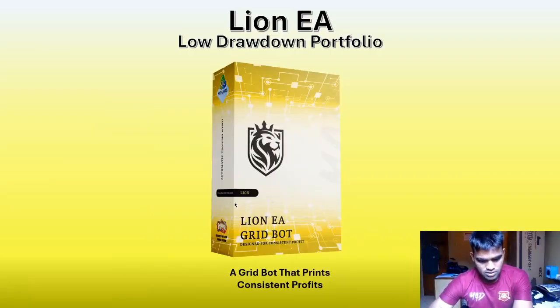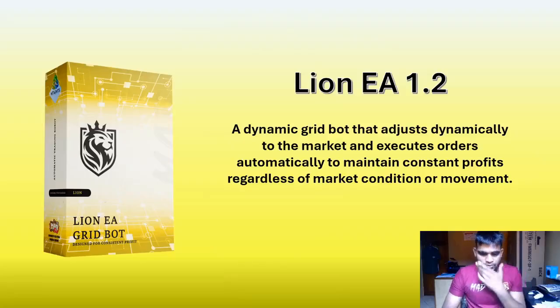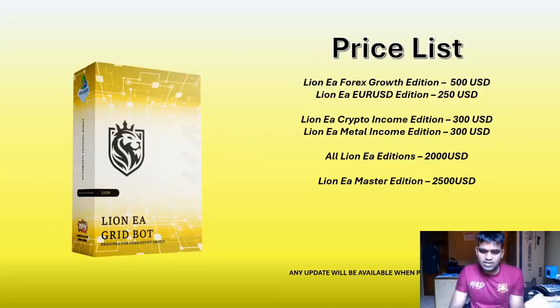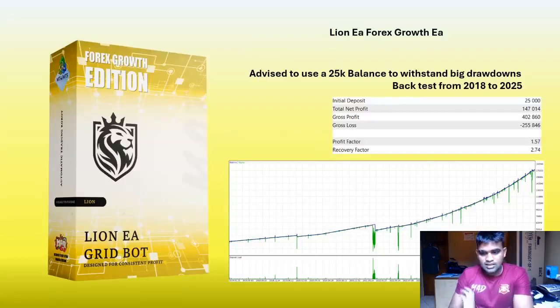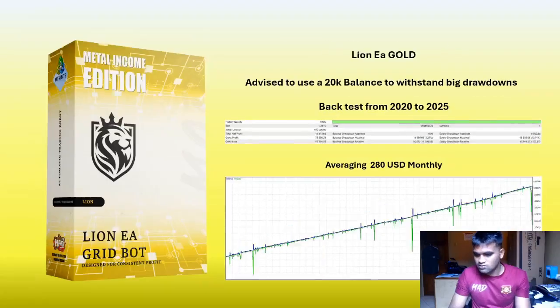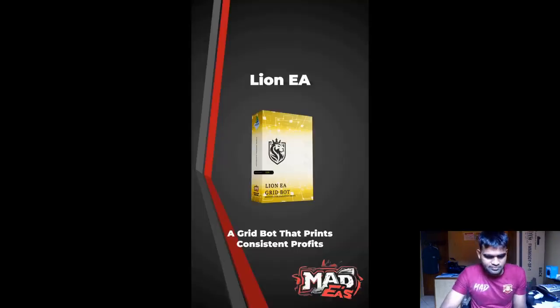So this is originally the slide. You guys know this one, the Lion EA low drawdown portfolio, that adjusts dynamically to the market and executes orders. Those are prices I was coming up with, but we forget that. Please note that the following results are from premium backtest data and market simulated conditions based on this data. And this was the whole nine yards, right?